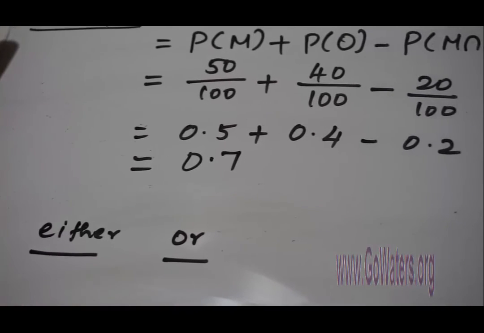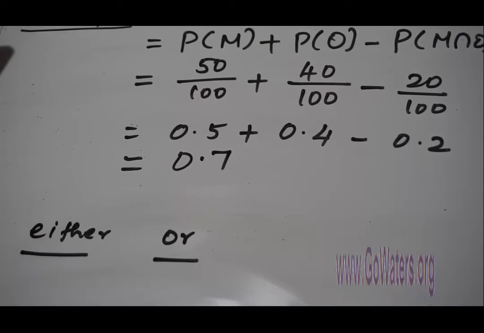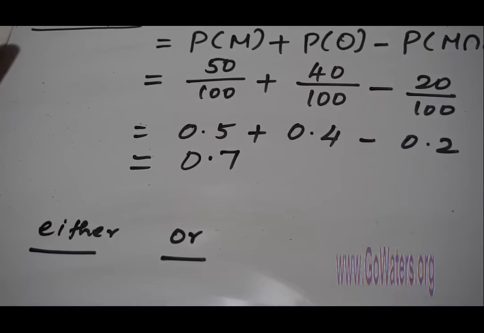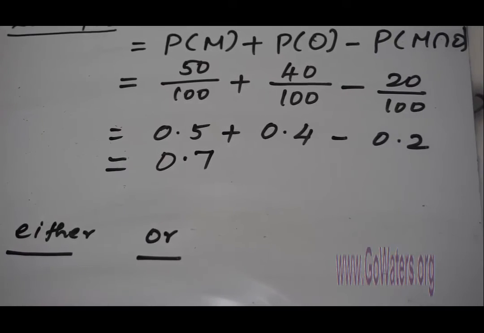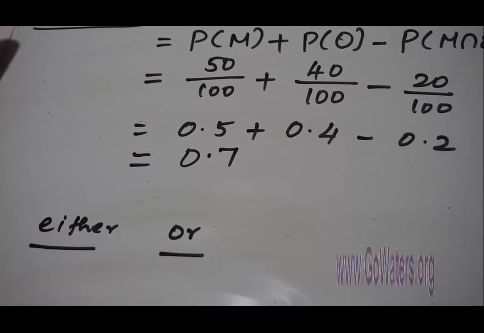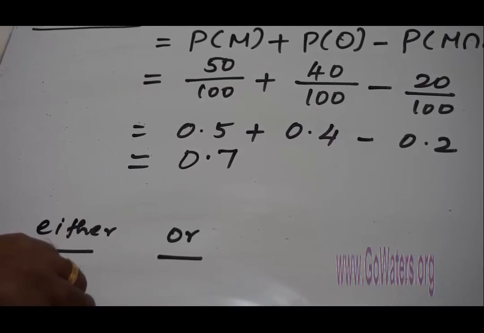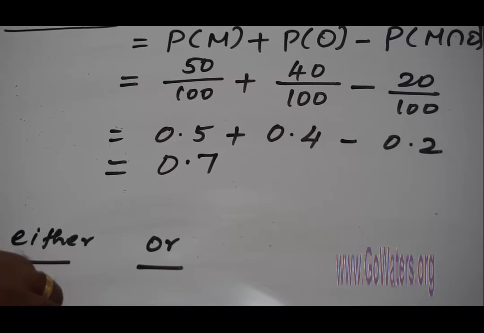If it is mutually exclusive events, use the formula probability of A union B equals probability of A plus probability of B. If they are non-mutually exclusive events, use the formula probability of A union B equals probability of A plus probability of B minus probability of A intersection B.